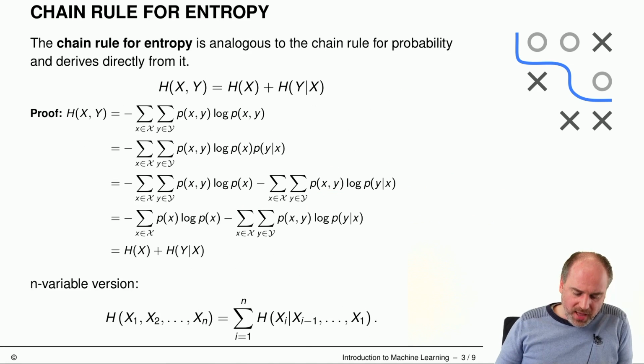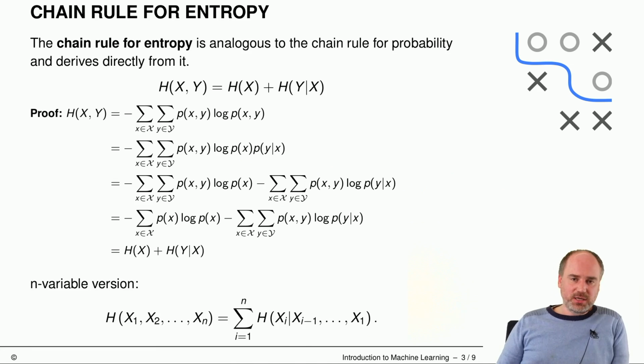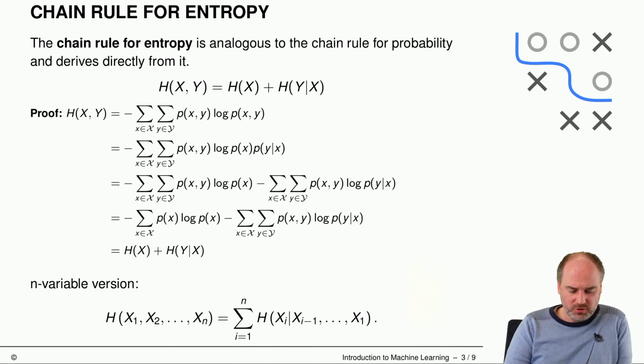So what can we now do with that? The first nice thing we can do with the conditional entropy is derive the so-called chain rule for entropies. There's the chain rule for probability densities, and actually we just use that.